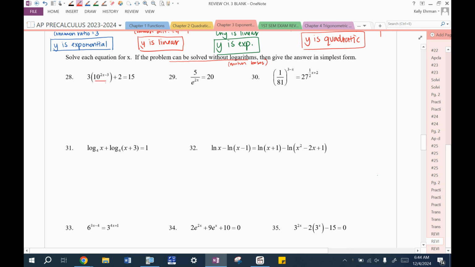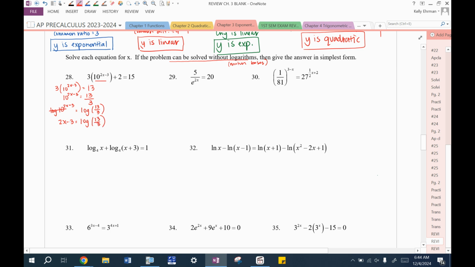I'm going to isolate this term by subtracting 2. So it's 3 times 10 to the 2x minus 3 equals 13. And then I'm going to divide by 3. And once you've isolated the exponential term, you can log both sides. I want to log base 10, so common log both sides. That's because the common log cancels out the base 10. So you're left with 2x minus 3 equals the log of 13 over 3.